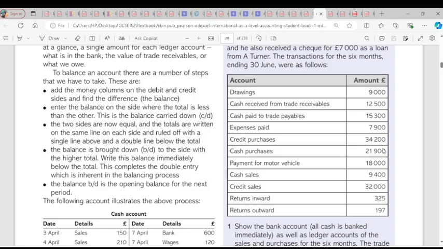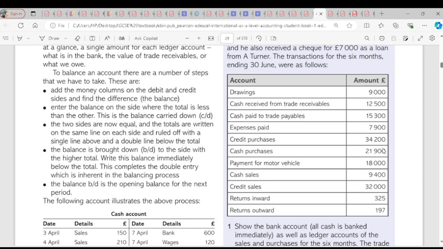Motor vehicle account. Did I open that? No. Okay, we can open the motor vehicle account. So for the motor vehicle account, our motor vehicle account received. So we have on the debit side: date, details, amount.